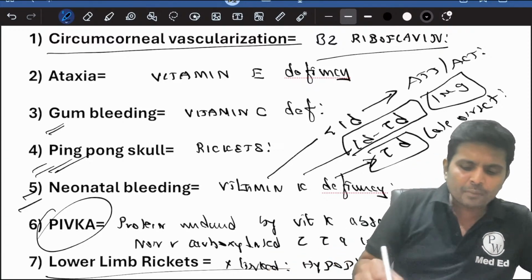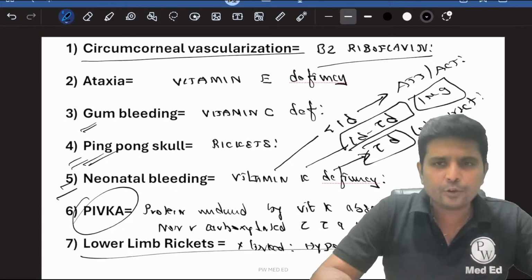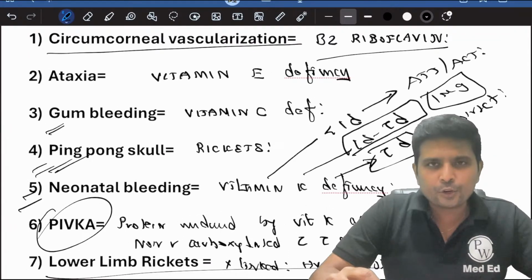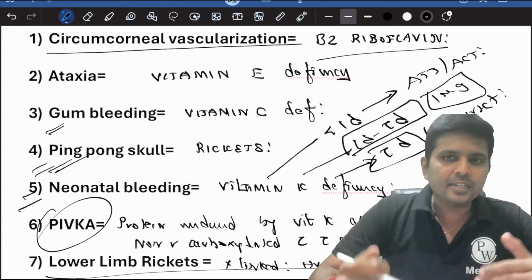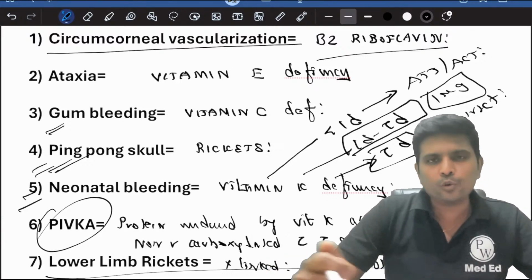Right, lower limb rickets, as we discussed already. Don't worry, this will be shared with you, so it doesn't mean that you just watch. I am going to share these written PPTs with you as a PDF, so don't worry, just listen, enjoy.